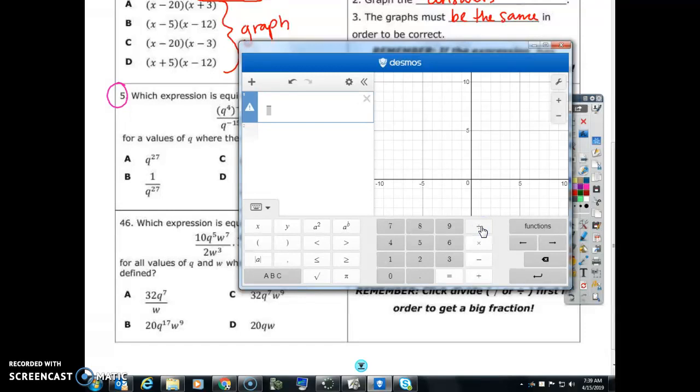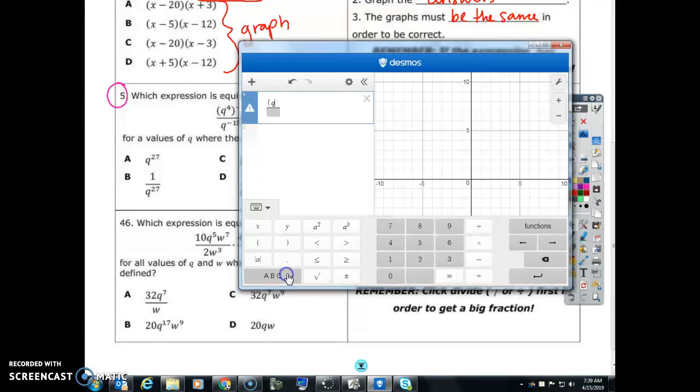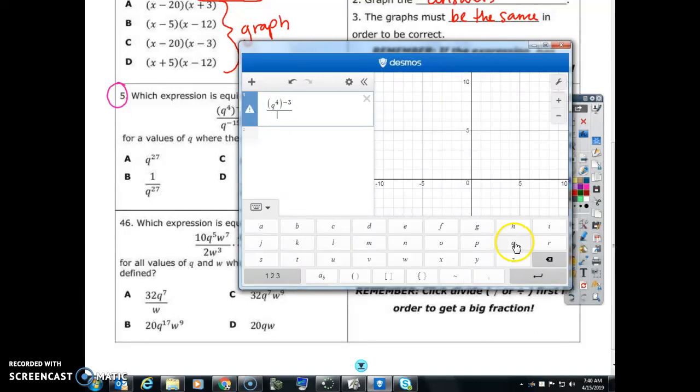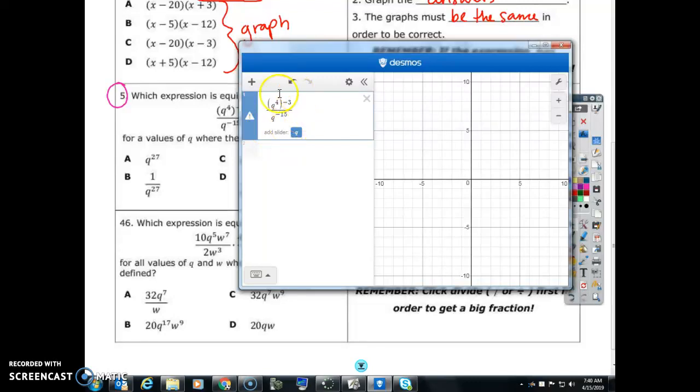Okay, I'm going to have parentheses, Q, to the power of 4. Then close the parentheses. To the power of -3. At the bottom, you're going to have q to the power of -15. Okay, so that's exactly what my question looks like.